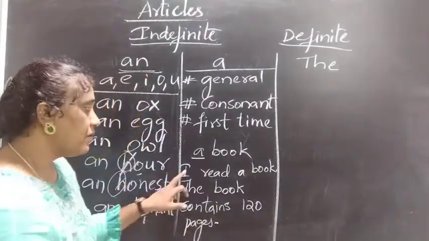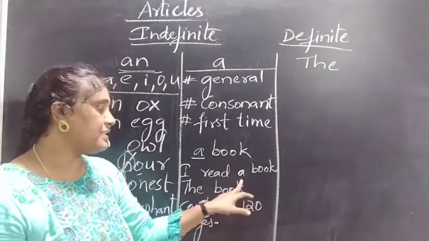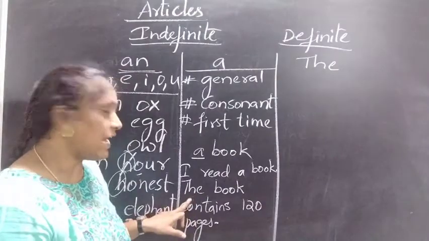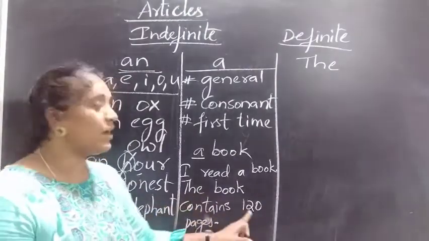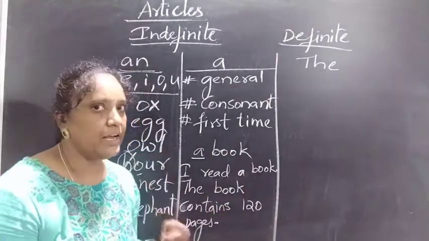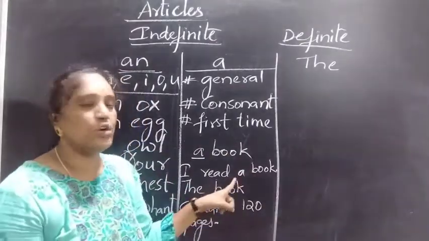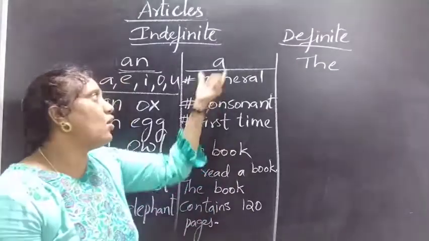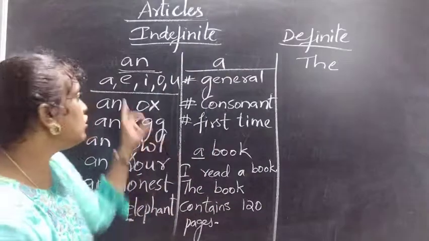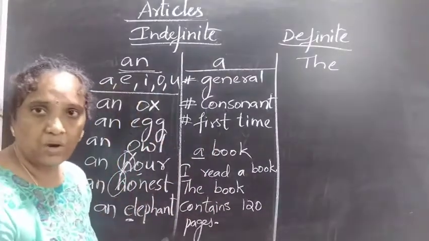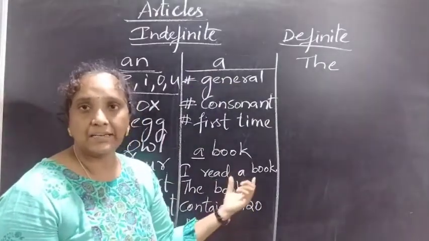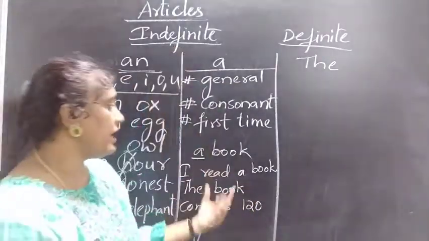Now see here. First time I am telling about the book, so I said a book. Now I am talking for the second time about the book, so what I said, I used the. The book contains 120 pages. Means in a passage or in a paragraph, while we are talking about a thing for the first time, we use the vowel a. Here it is an article. So normally a is a vowel, but when we are using it in a sentence, we call it an article. So here it is an indefinite article.